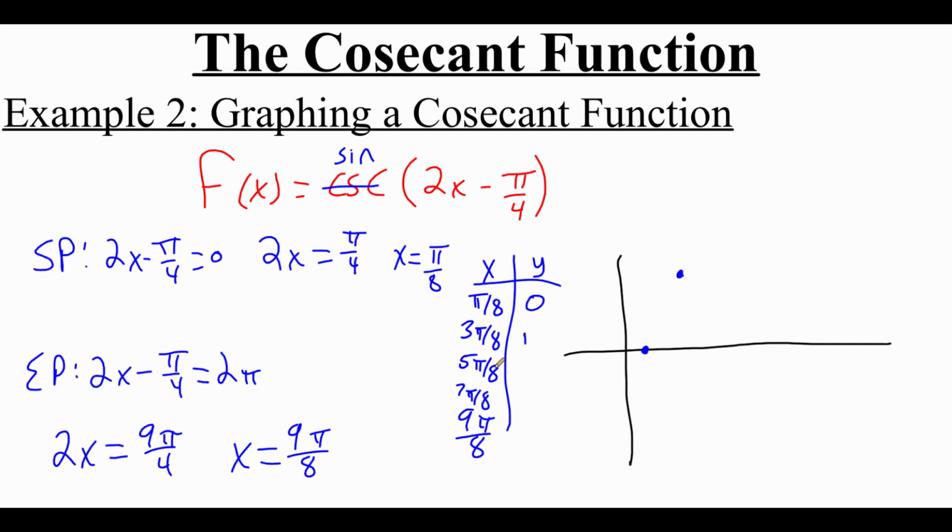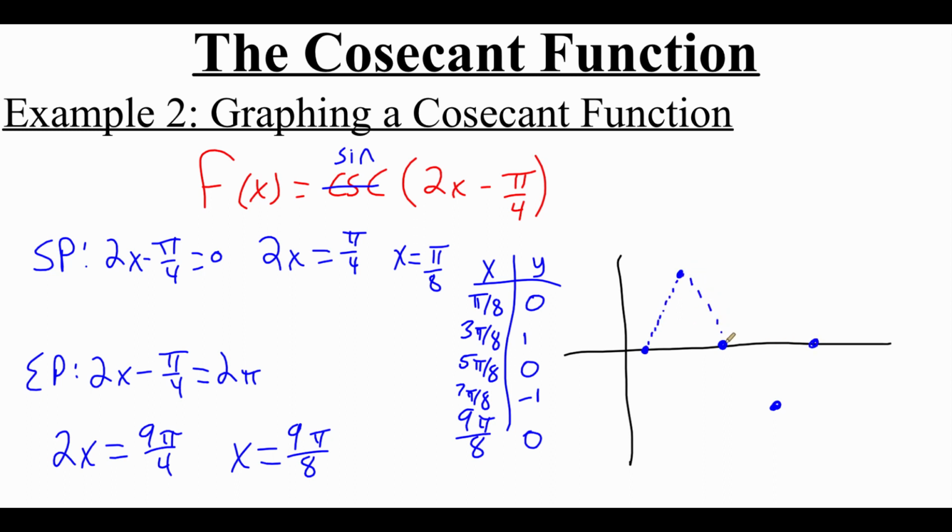Then if I plug in 5 pi over 8, times 2 is 5 pi over 4. Minus pi over 4 should just give me pi, and the sine of pi is 0. 7 pi over 8 times 2 is 7 pi over 4. Minus pi over 4 is 6 pi over 4, but that reduces down to 3 pi over 2. Sine of 3 pi over 2 is negative 1. And lastly, 9 pi over 8 times 2 is 9 pi over 4. Minus pi over 4 should end up giving us 2 pi, and the sine of 2 pi is 0. So we end up getting a picture that looks something like this.